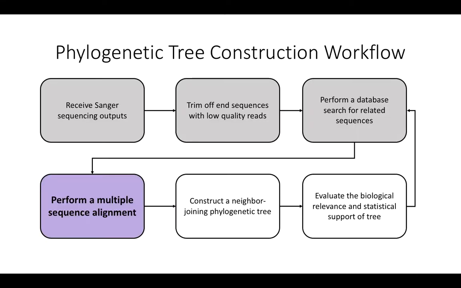This flowchart reviews the workflow necessary to construct a phylogenetic tree. Upon receiving Sanger sequencing outputs, you should have already trimmed off the end sequences with low quality reads, as well as performed a database search for closely related sequences. At this point, you are ready to perform a multiple sequence alignment.